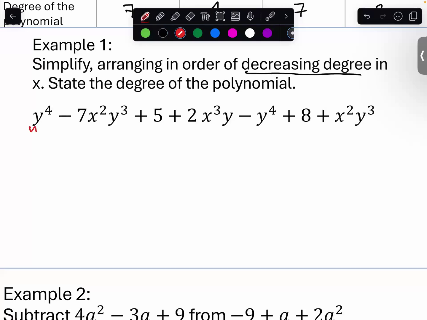And I notice that I have a y to the fourth and a minus y to the fourth. Those cancel each other out. One's positive, one's negative with the same coefficients of 1. They're gone. Next, I notice I have a negative 7x squared y cubed that can only be combined with another term that has variables x squared y cubed. So I look at that last term at the very back, has an x squared y cubed. It has a positive 1 coefficient. So I'm going to do negative 7 plus 1 and get a negative 6x squared y cubed.